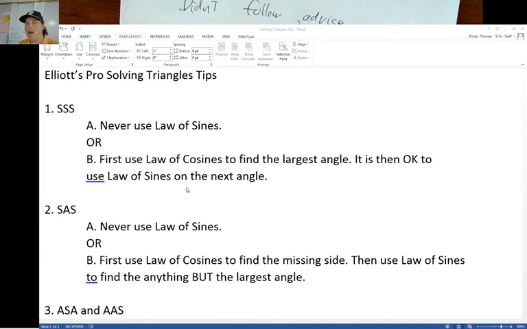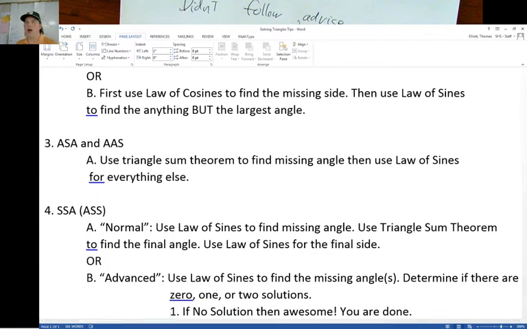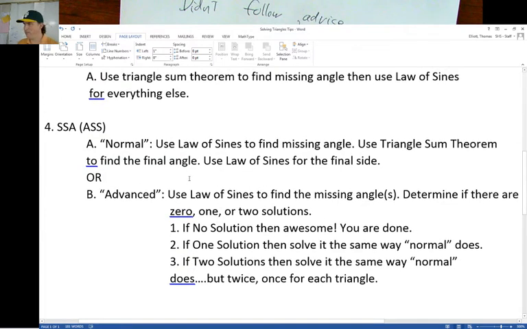We already talked about the side, side, side situation. Angle, side, angle or angle, angle, side: nothing weird about that. Just use the triangle sum theorem to find the missing angle. Then you can safely use law of sines for everything else. The only time we have issues with law of sines is when you're looking for angles using law of sines.